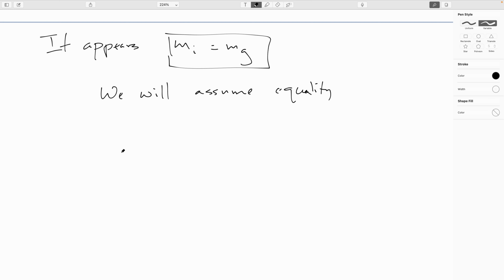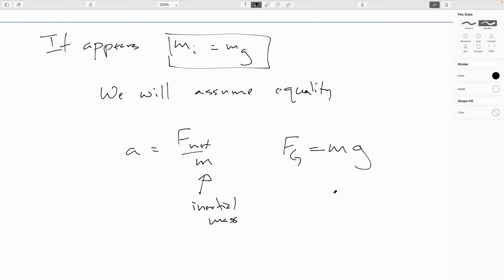So going back to Newton's second law, a equals F net over m. This mass is our inertial mass. And for our force of gravity, if we're near the surface of the Earth, it's the gravitational mass times the gravitational field strength.